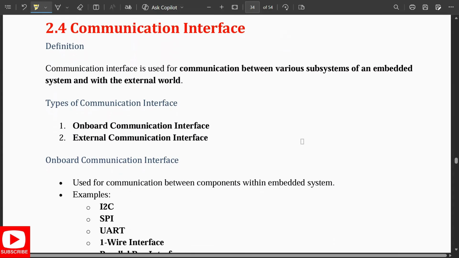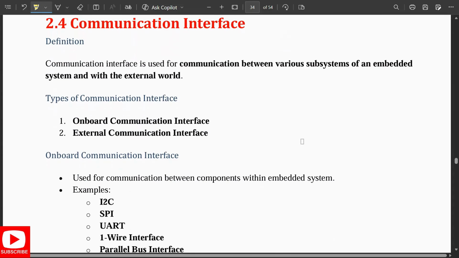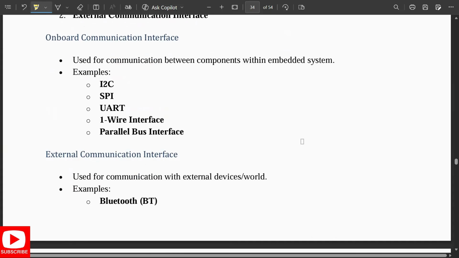Next is the communication interface. It is used for communication between the various subsystems of an embedded system and with the external world. We have two types: one is the onboard communication interface and the other is the external communication interface. Onboard means communication between the components within the embedded system itself. Examples are I2C, SPI, UART, one-wire interface, and parallel bus interfaces. These are the examples of onboard communication interface.